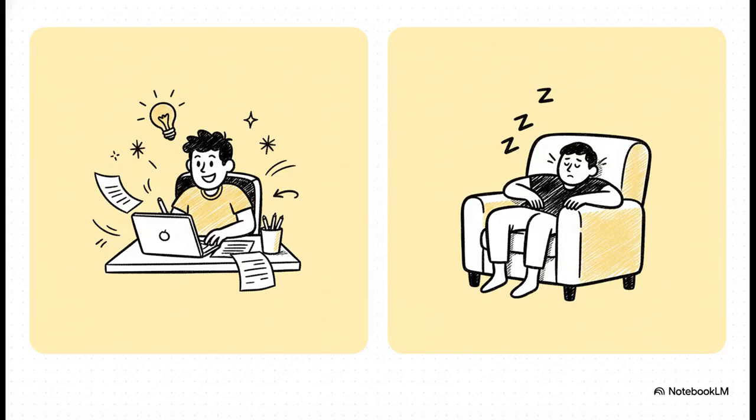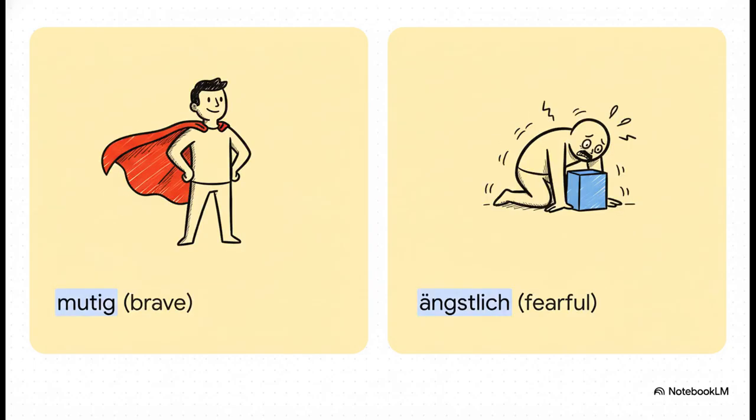What's their work ethic like? Are they fleißig, which means hardworking and diligent? Or are they the complete opposite, faul, meaning lazy? Let's talk about courage. Someone who is brave is mutig, but someone who is fearful or anxious is ängstlich. And that makes perfect sense because it comes from the word Angst, which literally means fear.